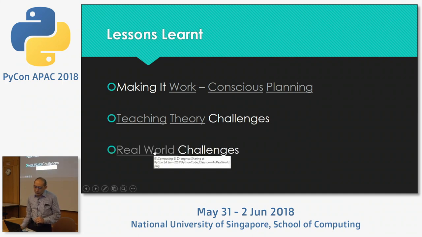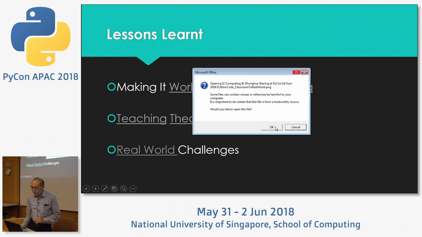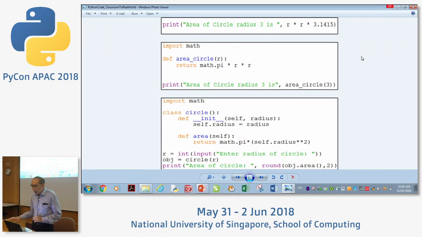I hope there are people here in the ministry because I want to show you something very interesting. We talked about the area of a circle just now. Now, as far as the O-level students are concerned, I am not shy to tell you that this line of code is perfectly acceptable as far as the O-levels are concerned. They put this in, they will get their marks.